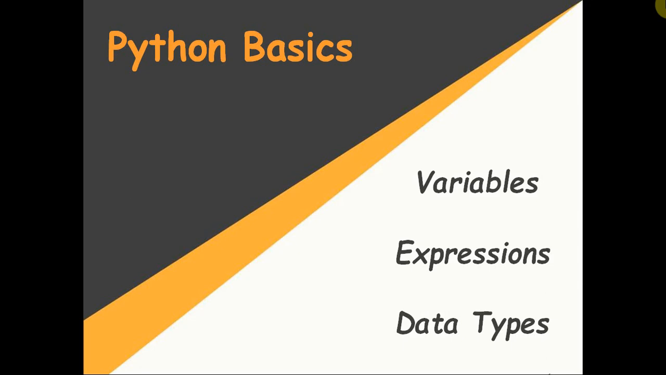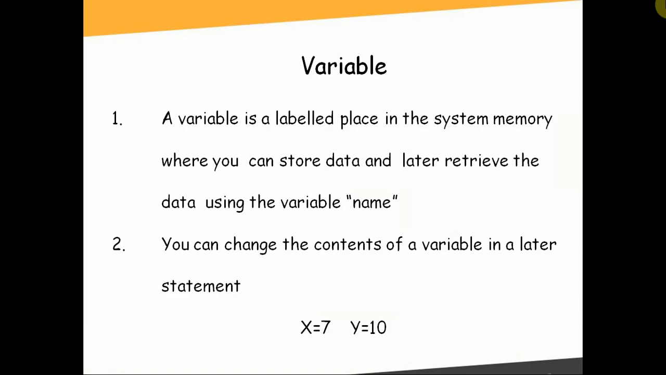Okay, what is a variable? A variable is a labeled place in the system memory. That means if you want to store data, you define some name, and through that name you will access the data. I've given an example: x equal to 7 and y equal to 10. That means you saved 7 in memory under the variable name x. So you assigned 7 to the variable name x, and later you can retrieve the value using the variable name x.